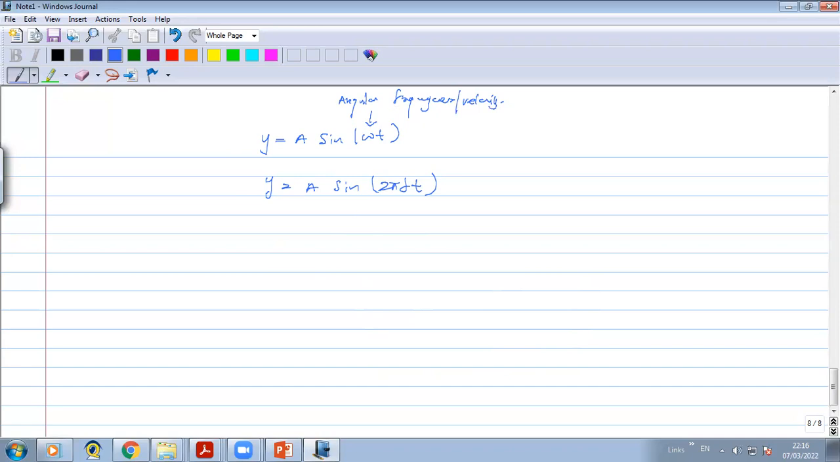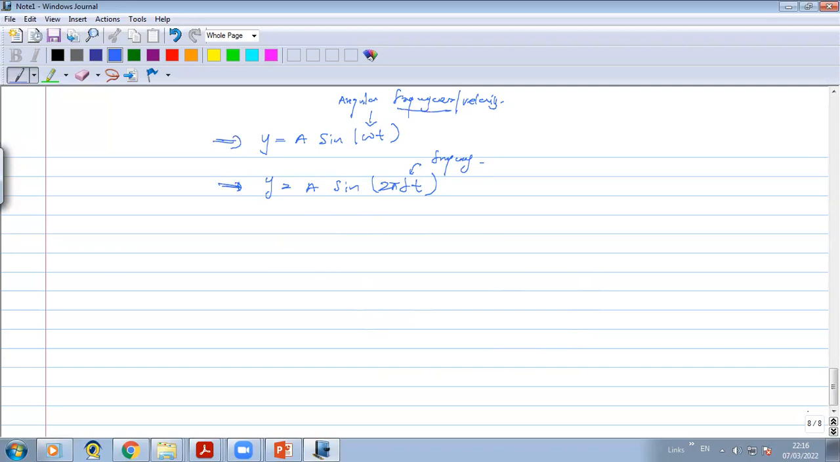Most probably we call it angular frequency. And this f is frequency. So now our sinusoidal signal we can represent like this.